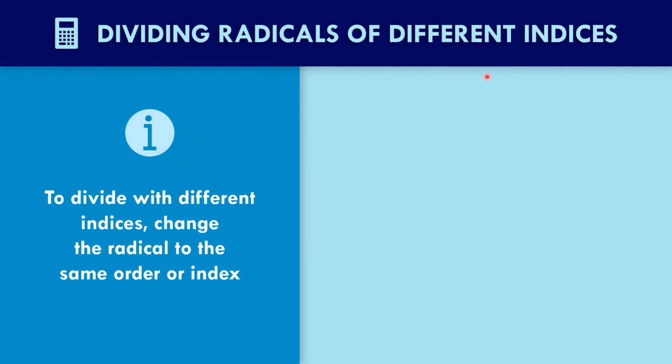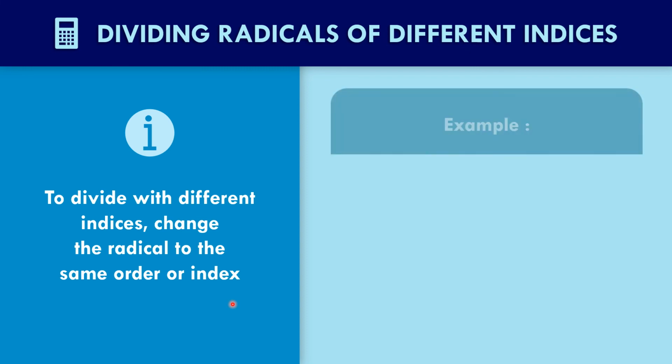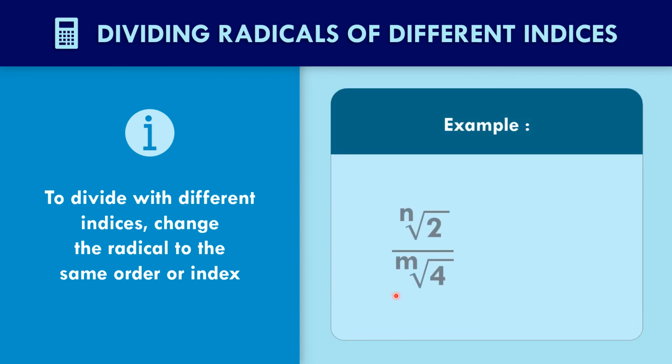In dividing radicals of different indices, to divide with different indices, change the radical to the same order or index. For example, the nth root of 2 all over the mth root of 4. This means these have different indices. So how to divide? Our goal is to change the radical to the same order or index.